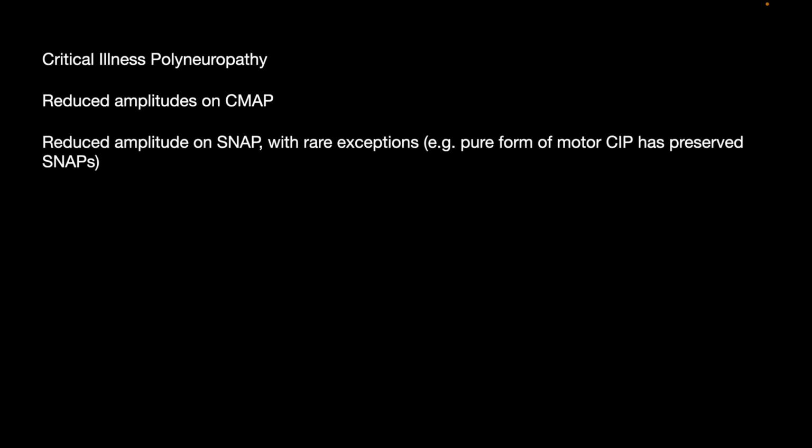The first thing that you see here is a reduced amplitude of the CMAP and SNAP. This indicates axonal damage. The muscle and the sensory receptors are still intact, but the nerves themselves are not conducting signals. The next is a normal conduction velocity and normal latency. This implies that the muscle itself can respond to direct stimulus and the nerves are also conducting normally.